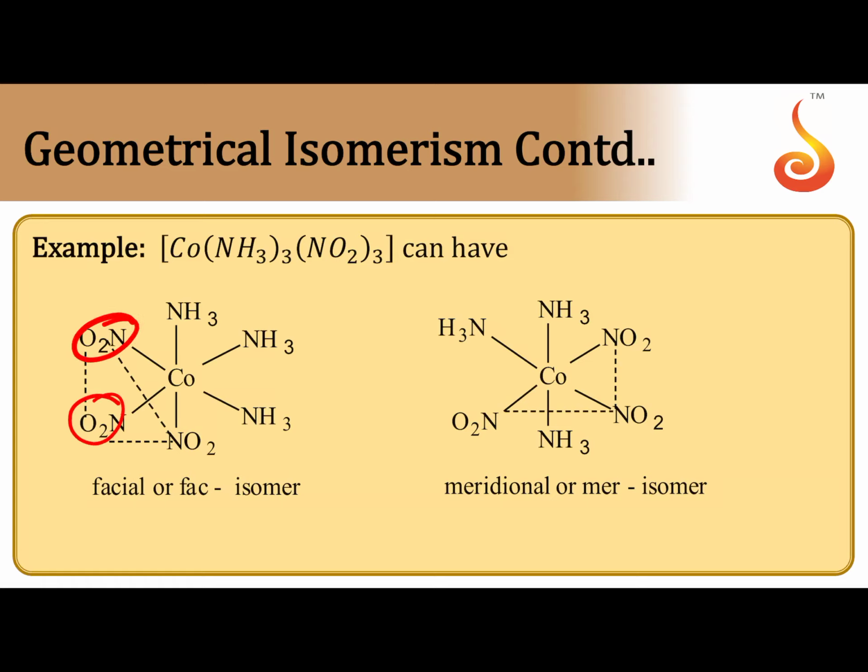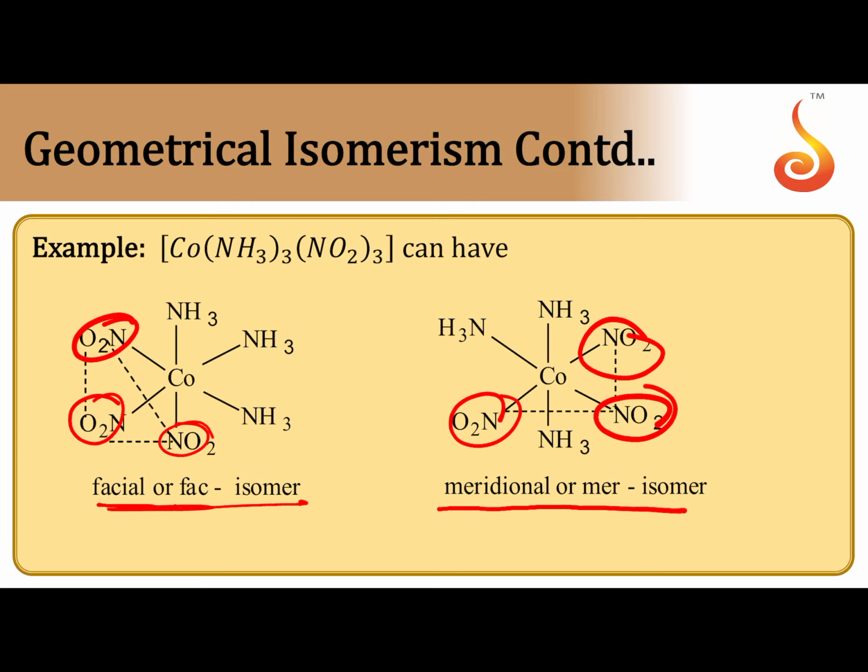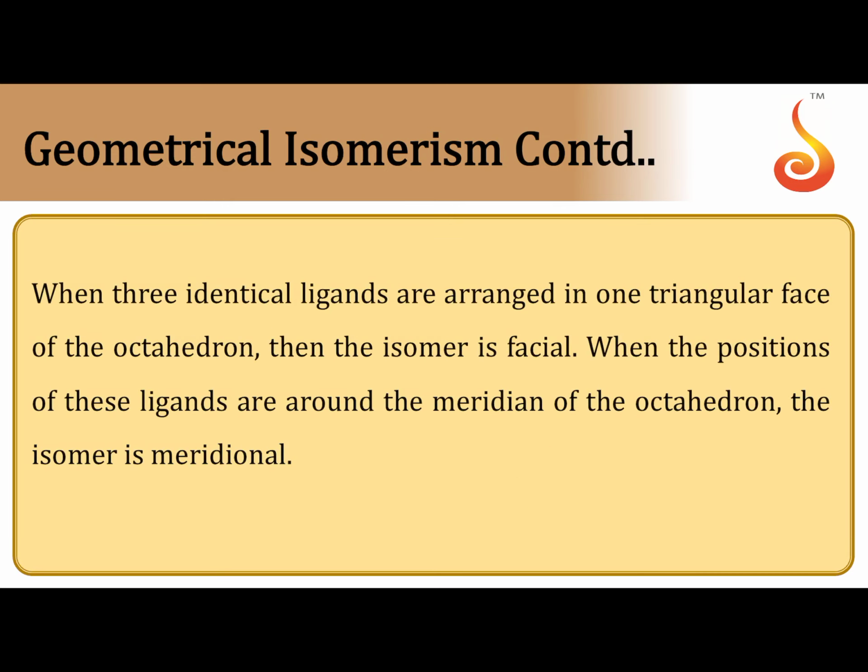In this complex, 3 identical ligands are occupying the trigonal face of the octahedron. That isomer is called facial isomer. In another one, those 3 identical ligands are occupying the meridian of the octahedron. They are called meridional isomer.